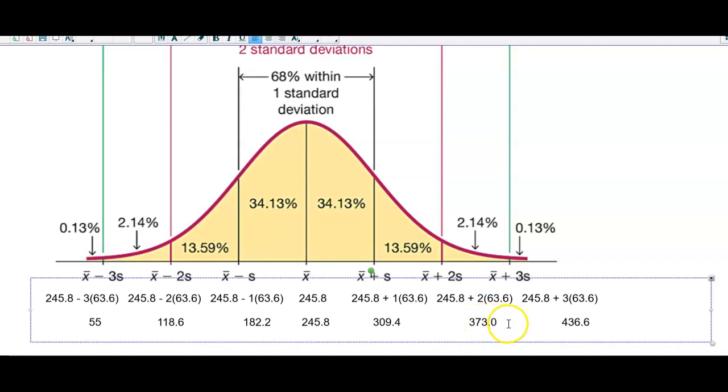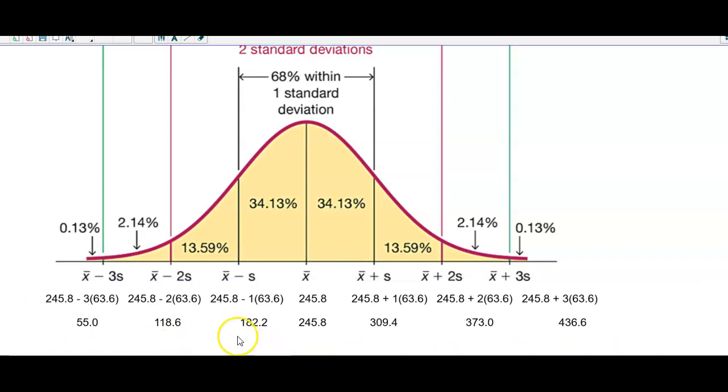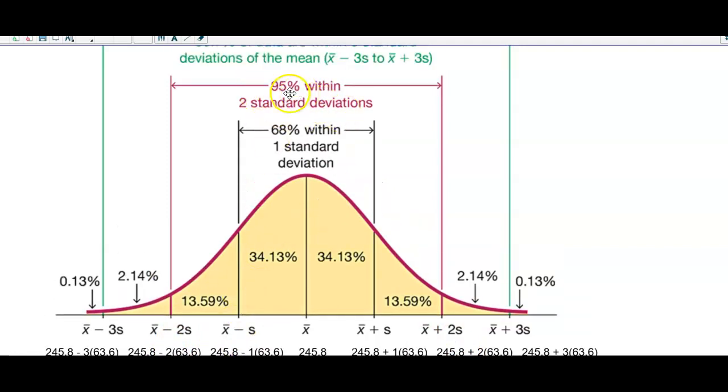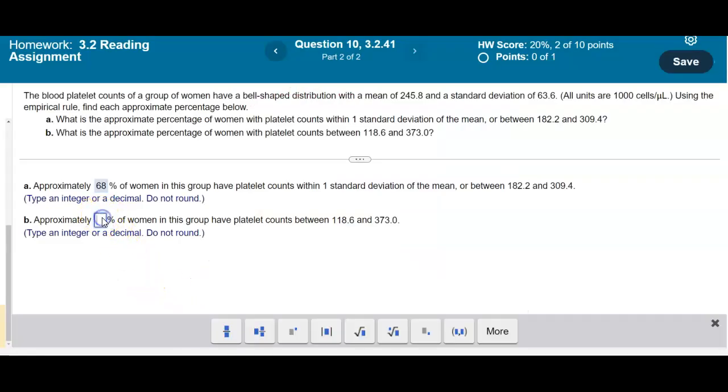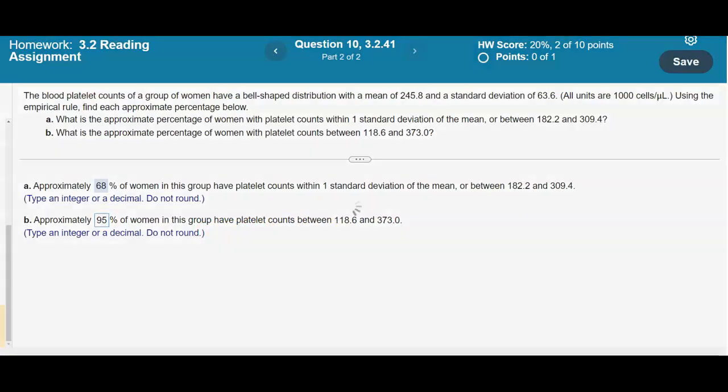I should be adding 1 decimal place, so I'll go ahead and do that for both of those, since it doesn't have that decimal place there. If you notice here, 118.6 and 373.0 are 2 standard deviations from the mean. Now remember, 2 standard deviations from the mean is 95%. So therefore, we're going to say approximately 95% of women in this group have platelet counts between 118.6 and 373.